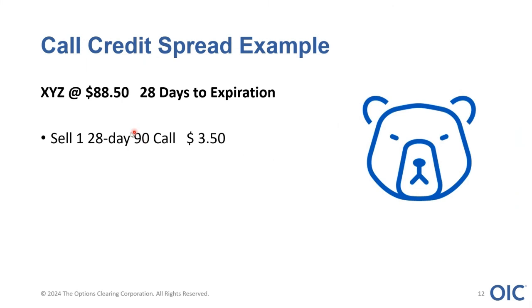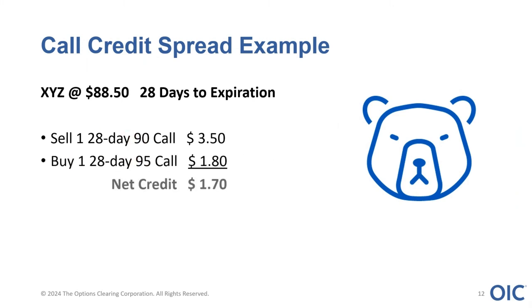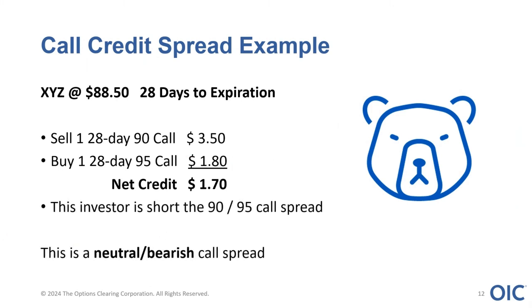These are the 28-day 90 calls for $3.50 and the 95 calls for $1.80. Now, you're selling the 90 call for $3.50 and you're buying the 95 call for $1.80. What does that generate? It generates a net credit of $1.70. That's the difference between the price of the option that you're selling and the price of the option that you're buying. Now, what does that mean as far as the actual amount of premium that is in your account.